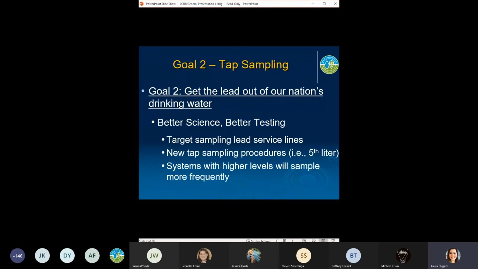So for goal 2, to get the lead out of our nation's drinking water, water systems will adjust sampling sites to better target locations with lead service lines. Systems will follow new improved tap sampling procedures and collect water in contact with lead service line, i.e. the fifth liter. Systems with higher levels will sample more frequently.